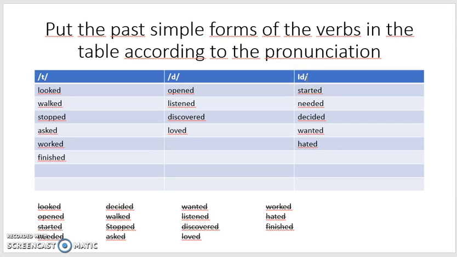Remember, this happens when the verb in its base form ends in t or d. So we did the first two already. The third one is in the base form decide, and in the past decided. Then want, wanted, and hate, hated.